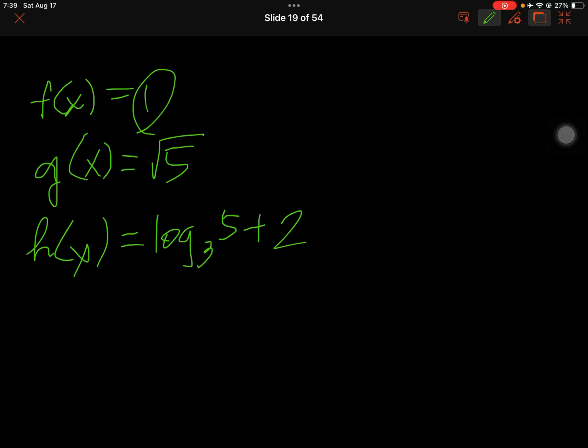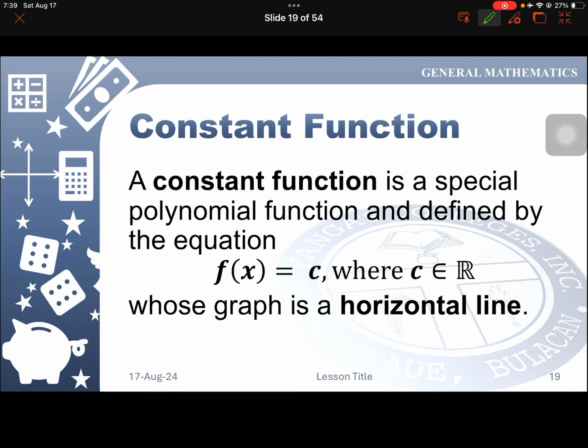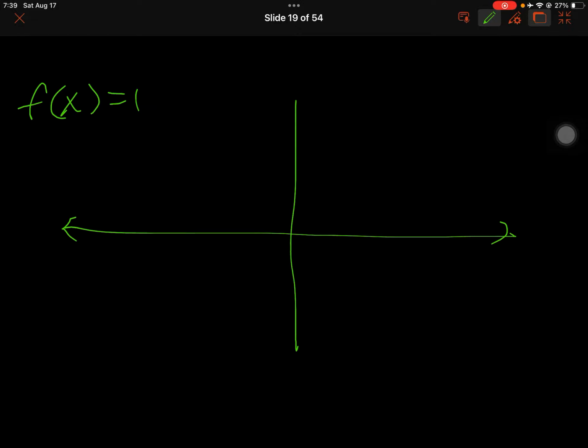Now, according to the definition, the graph is a horizontal line. So let's say we have f of x is equal to 1. So the graph for that is, we have the Cartesian plane, and we have 1 here. So the graph would be a horizontal line. Okay? So what does this mean?